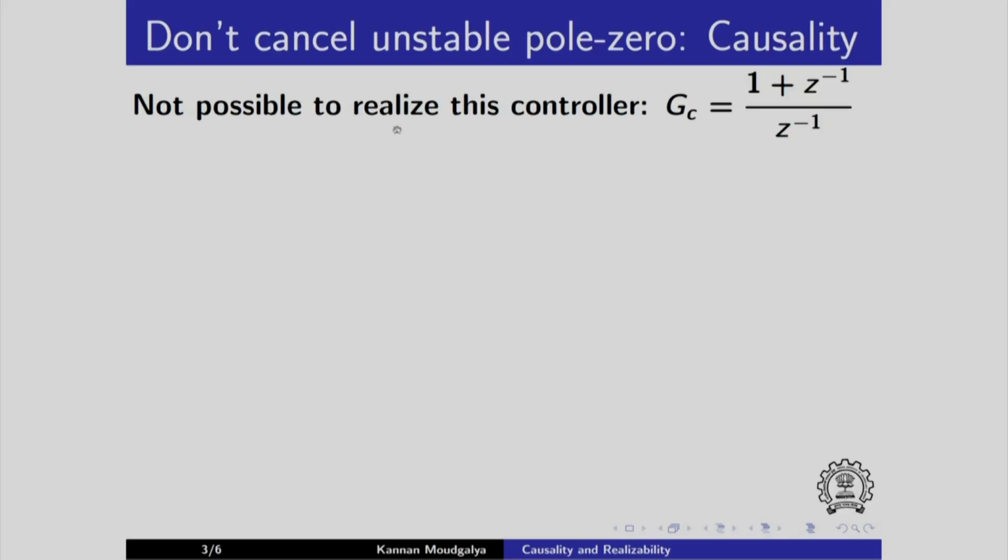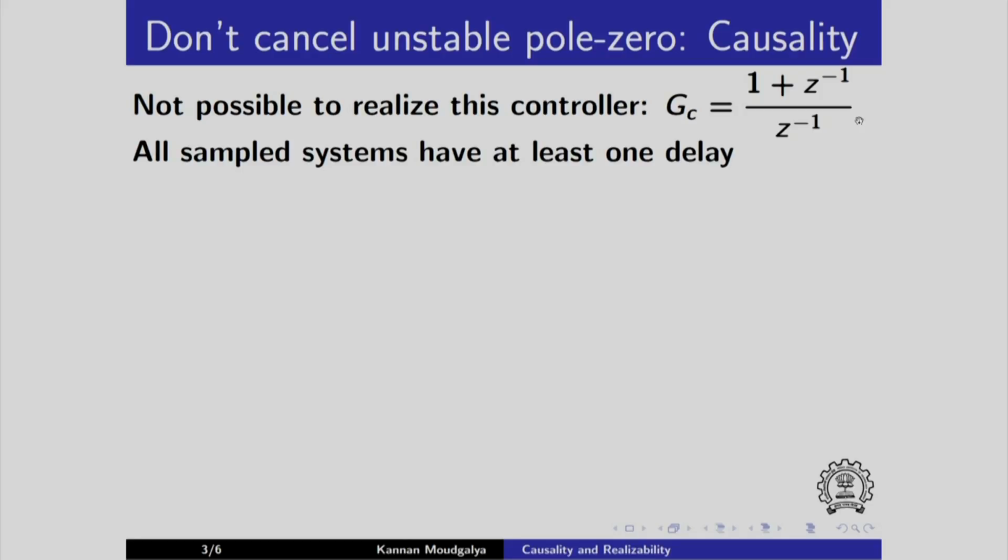We cannot realize this controller where Z inverse appears in the denominator. How do you see this? Just simplify this, it becomes Z plus 1 because you have Z, it is not implementable. All sample systems have at least one delay. This was discussed in one of the earlier videos.